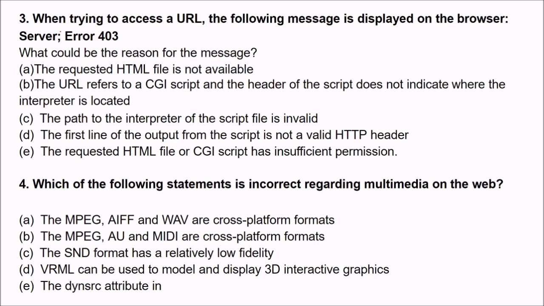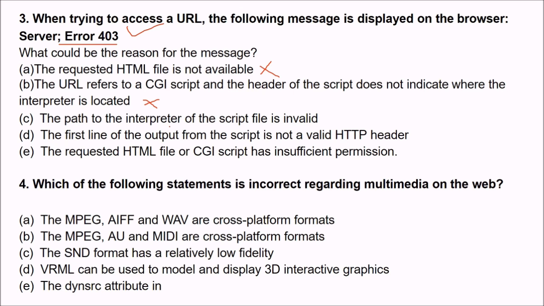Third, when trying to access a URL, the following message is displayed on the browser: Server error 403. What do we mean when we see this error 403? What could be the reason for this message? The requested HTML file is not found. No. The URL refers to a CGI script, and the header of the script does not indicate where the interpreter is located. No, this is also not correct.